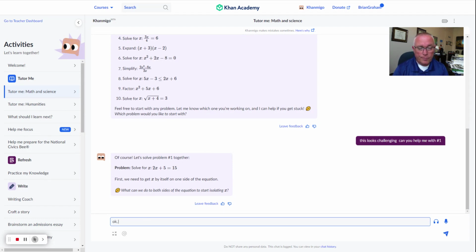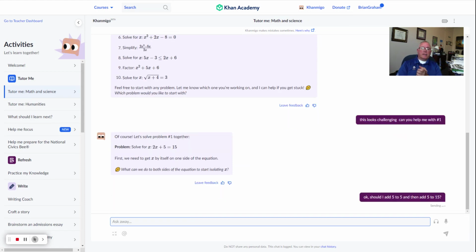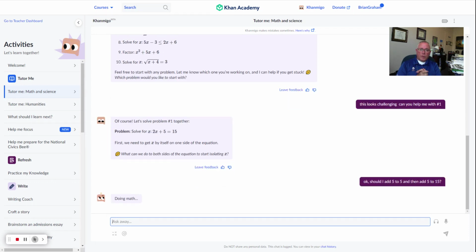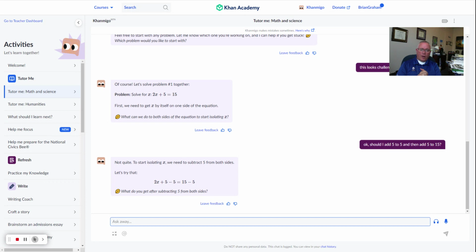Okay. Should I add 5 to 5 and then add 5 to 15? Alright, so I just submitted that. It's an incorrect response. Let's see how Khanmigo responds to that. Sometimes takes a little bit of a thought, but here we go. Not quite. To start isolating x, we need to subtract 5 from both sides. Let's try that. So here we go.